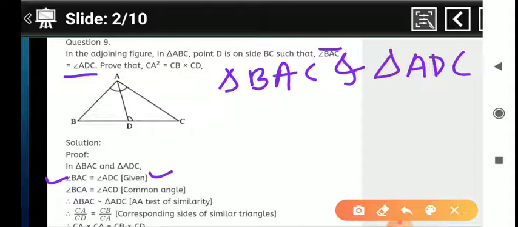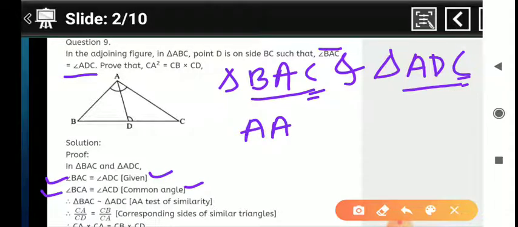Now the second condition for similarity is again an angle, because we can see in the names of these two triangles one point is common, that is point C is common in both triangles. So angle C is the common angle in these two triangles. So the second condition is angle BCA congruent to angle ACD, because it is a common angle. So thus we get the AA test of similarity. Therefore these two triangles are similar by AA test of similarity.